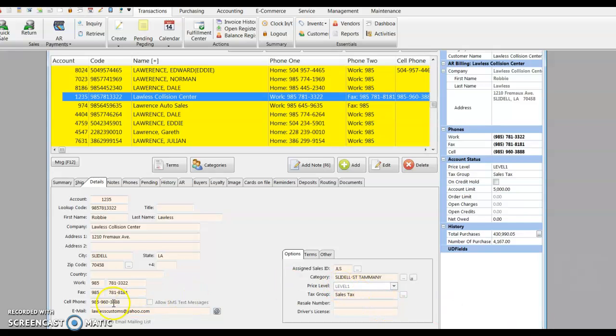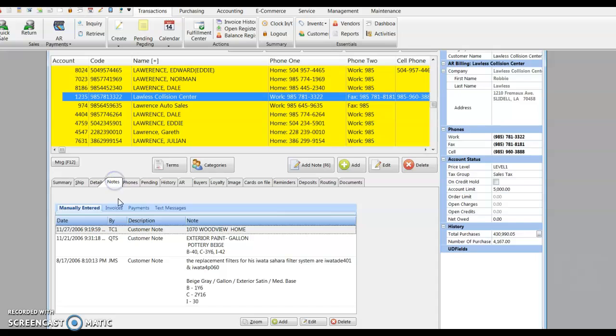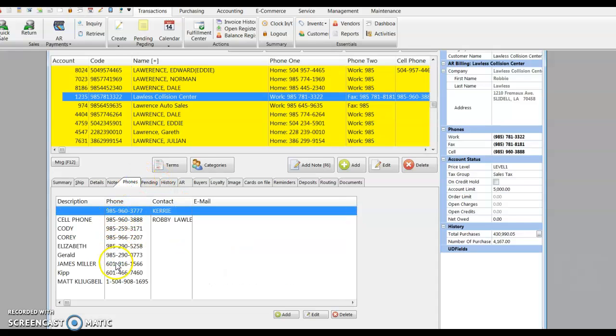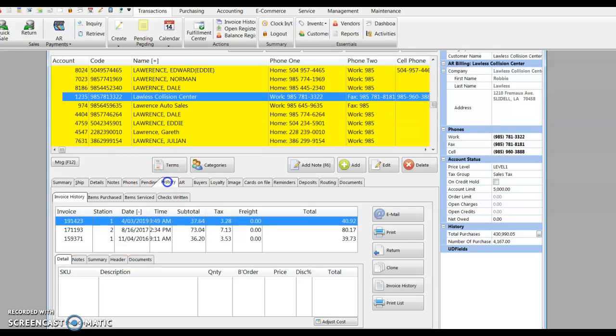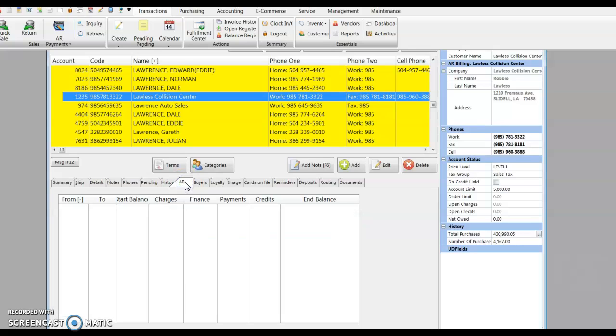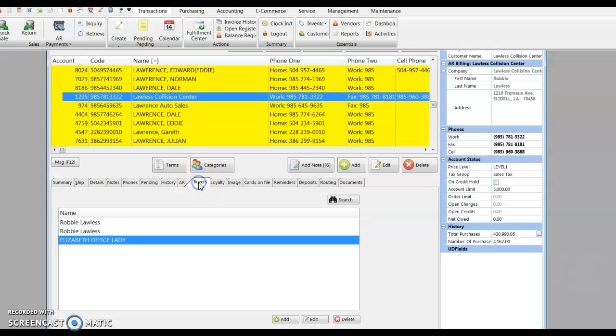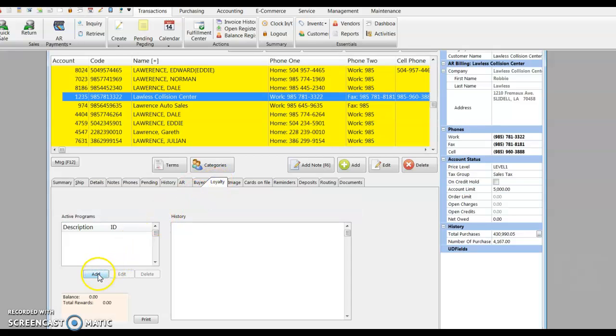which has a price level and so forth, email and different phone number. There's a place you can put notes under the account. They have different phones for different employees that work there, cell phones, and pending transactions, a history of what they bought. AR balance shows you what he owes. Alright, different authorized buyers. This is a program for loyalty.